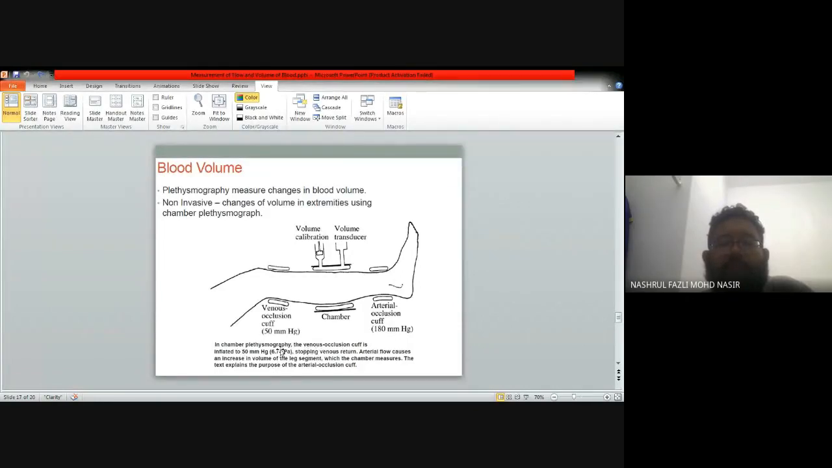The venous occlusion cuff is inflated, to give you some idea, maybe you can imagine your blood pressure cuff. It is inflated up to 50 millimeters of mercury, stopping the venous return. Arterial flow causes an increase in volume of the leg segment, which the chamber will measure. This explains the purpose of the arterial occlusion cuff. So this is the chamber, and this is the volume. So we measure using the system.